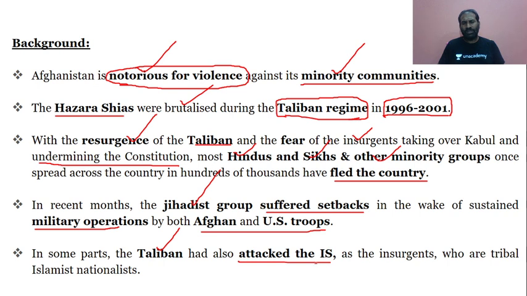So not only is the Afghanistan government under pressure, constantly trying to suppress the Taliban and ISIS, but the Taliban and ISIS also fight against each other, so that they are making sure that nobody has any kind of high-handedness or hegemony in Afghanistan, wherein they would give a tough fight to the Afghanistan military itself. They are going ahead as a part of insurgents who are tribal Islamic nationalists. So the Taliban are attacking the IS, who are the tribal Islamist nationalists.